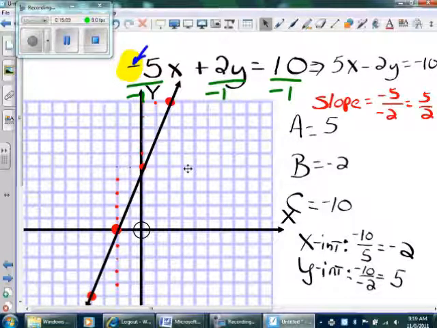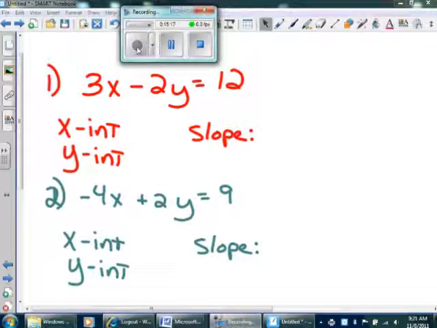Okay, here are your 2 problems. First equation, 3x minus 2y equals 12. And then the second equation is negative 4x plus 2y equals 9. Go ahead and pause them, see if you can figure out your x-intercepts, your y-intercepts, your slopes. Make sure they're in standard form before you do that. Use your shortcuts, and then you can unpause and see what I come up with, see if we agree with each other. So go ahead and pause now.